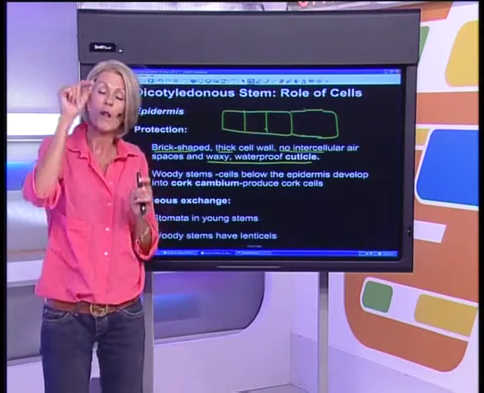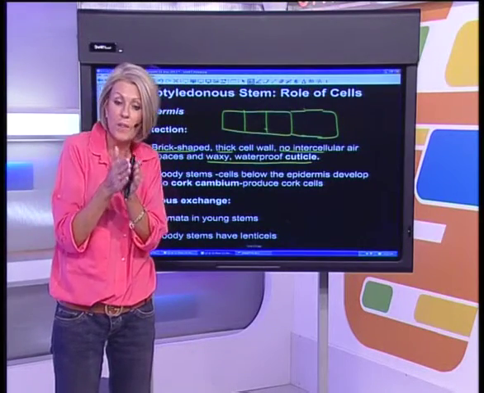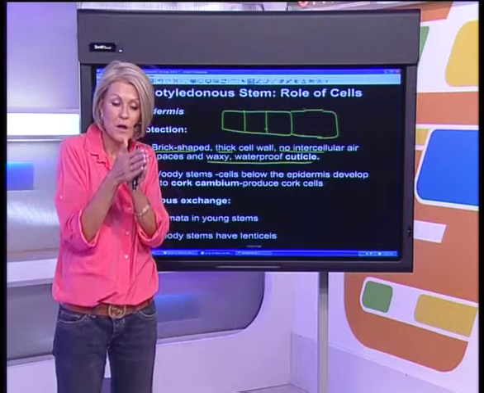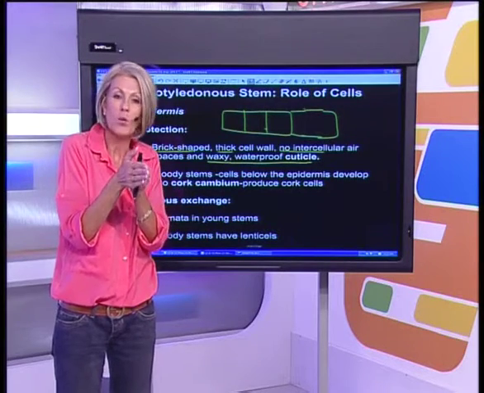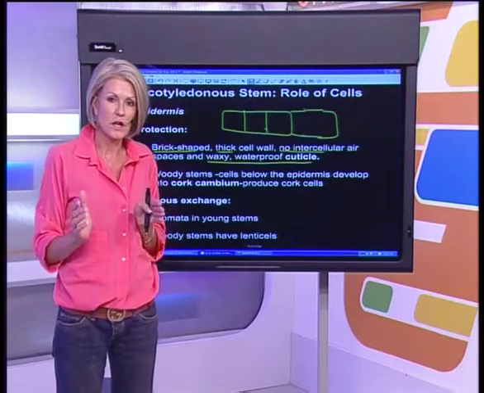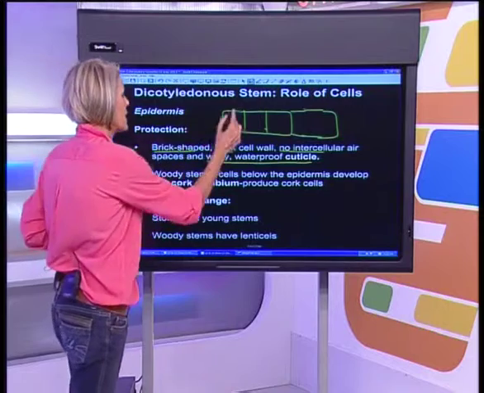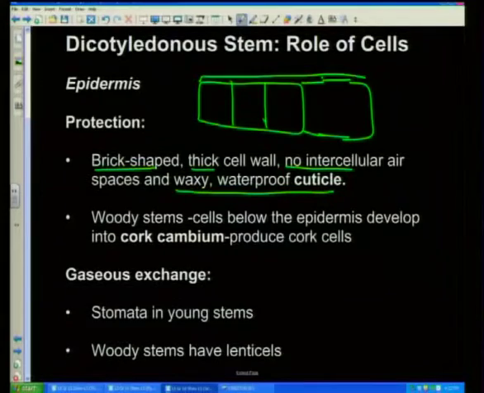Why? Because on the root, we didn't want a waxy cuticle because we want the water to be absorbed. And if it's a waxy cuticle, it'll be waterproof. But on the stem, we don't want excess water loss. So there is a waxy cuticle outside of the epidermis, so it'll sit there like that, outside of the epidermal cells.